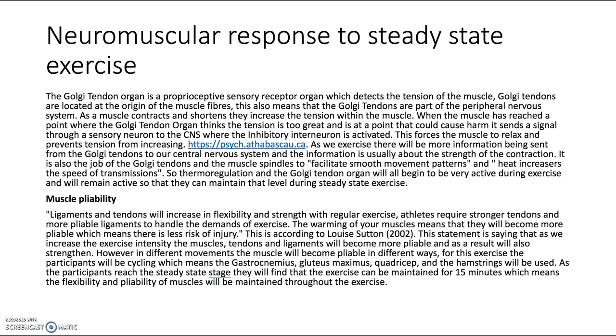According to psych.athabasco.ca, as we exercise, there will be more information being sent from the Golgi tendons to our central nervous system, and the information is usually about the strength of the contraction. It is also the job of the Golgi tendons and the muscle spindles to facilitate smooth movement patterns, and heat increases the speed of transmissions.